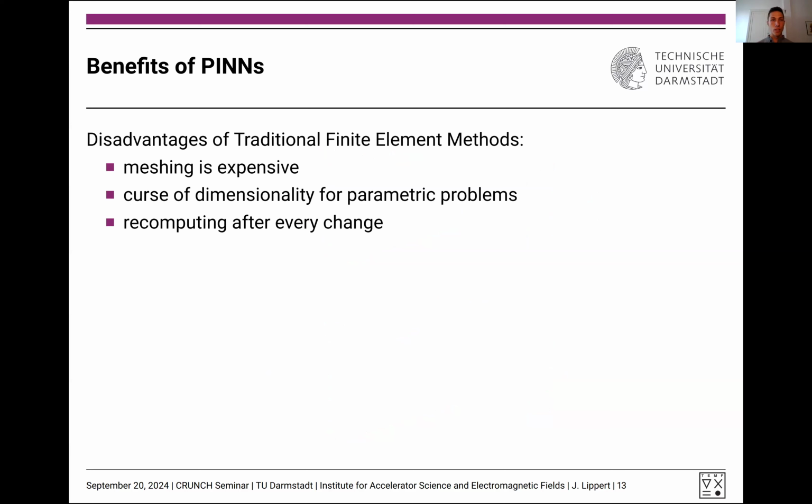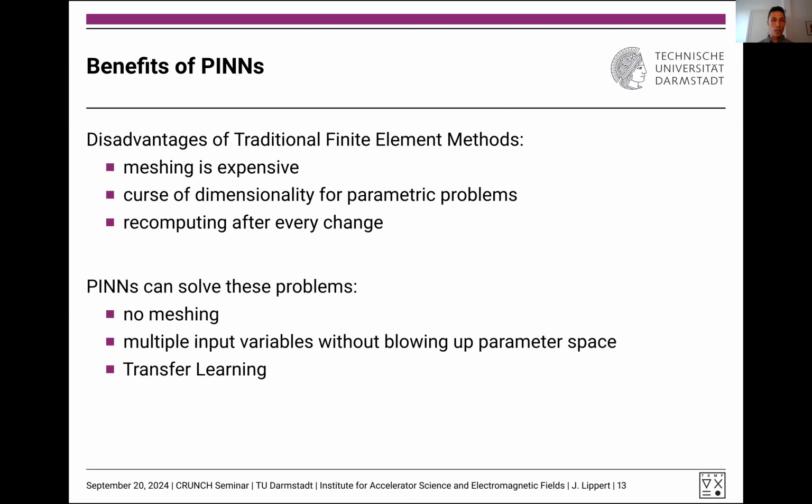So why is this especially the case here? Because if you look at the state of the art, like finite element methods, they have some disadvantages. For example, meshing is quite expensive. We have the curse of dimensionality for parametric problems, and you have to recompute the whole solution even if you change only small details inside the domain.